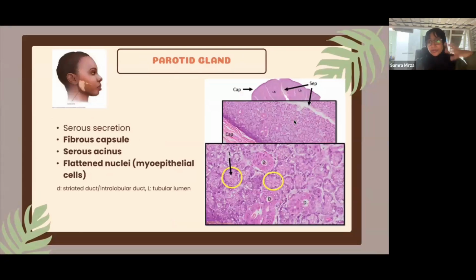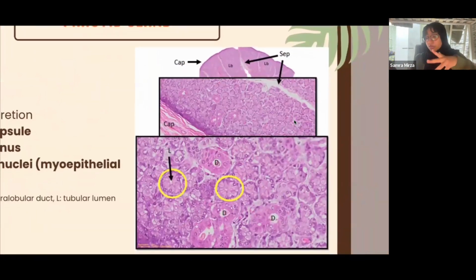Next, we're moving back up from the junction. I will get to the stomach later, but we're moving back up to the glands. So we're going to start with the parotid gland. This is right here. I've inserted a photo. For the glands, you do need to know the type of secretions, what these cells look like, and you also need to be able to differentiate them from each other.